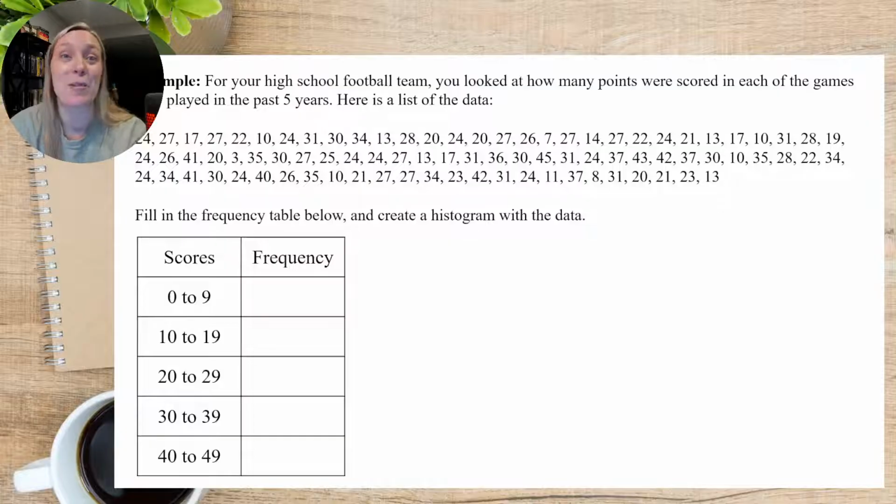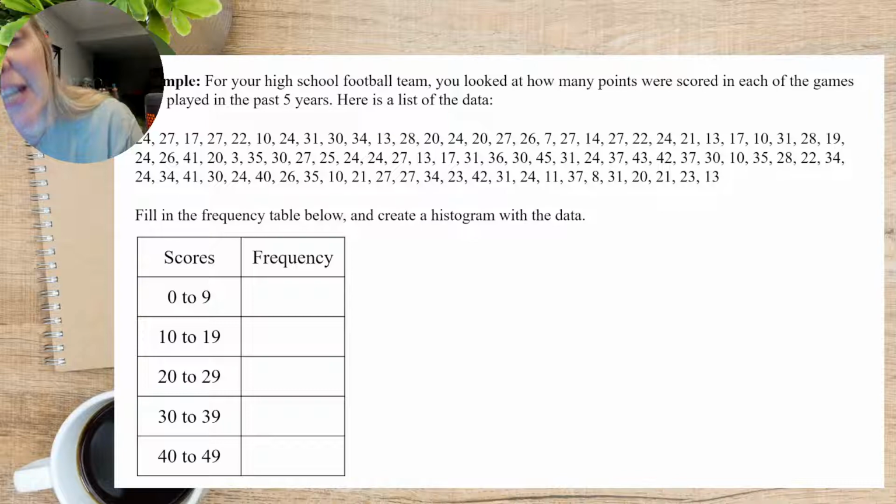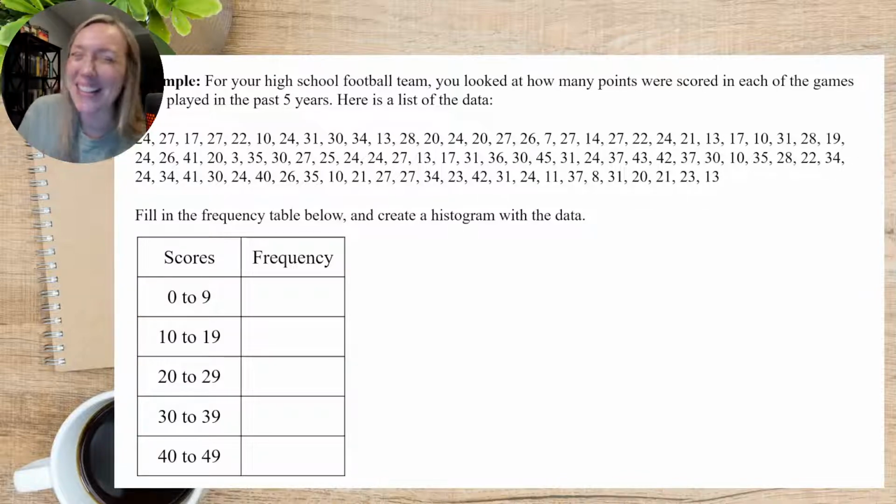Holy cow, right? So this is, again, what we refer to as raw data, meaning it is unorganized, there's no order, and there's no clear pattern. So we want to make a frequency table to organize the data and then a histogram to visualize that data. So we're going to fill in the frequency table below, and then we're going to make a histogram.